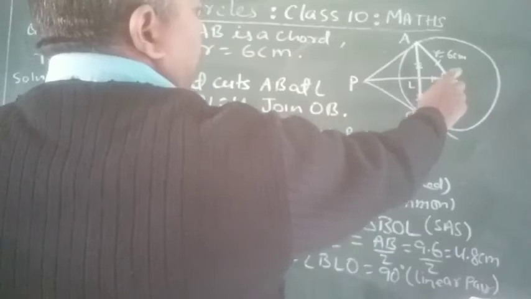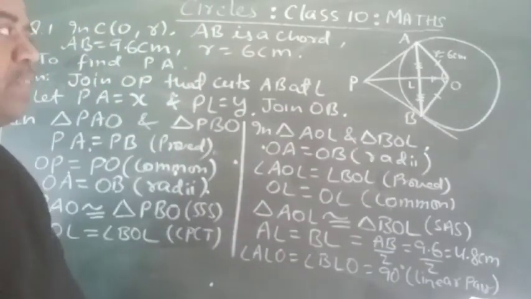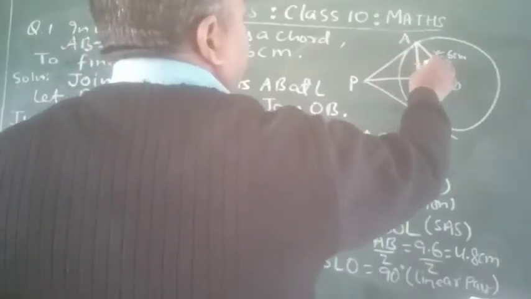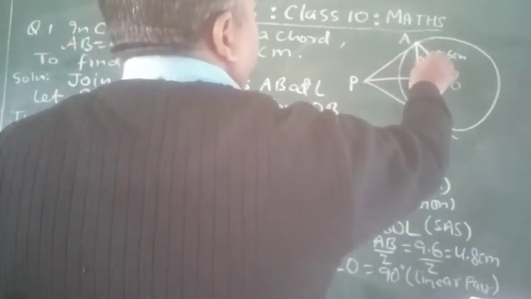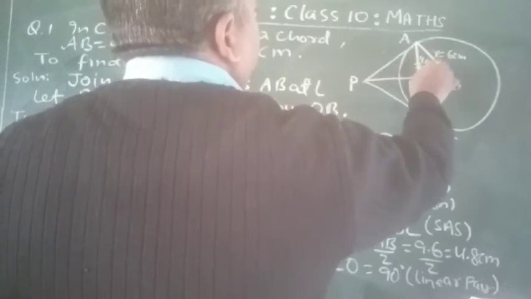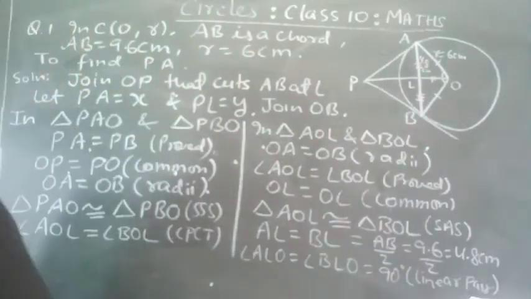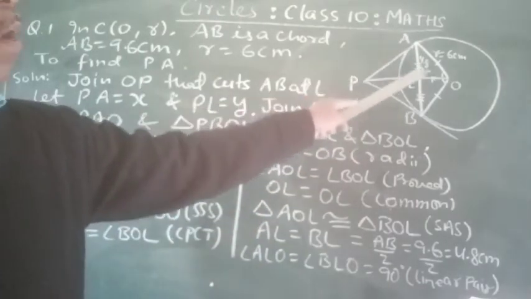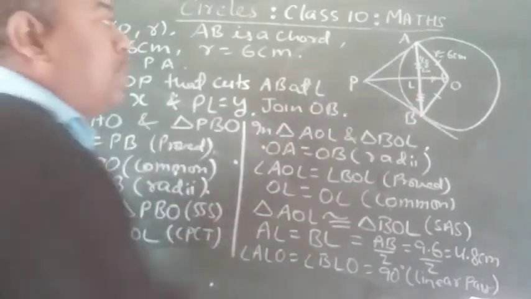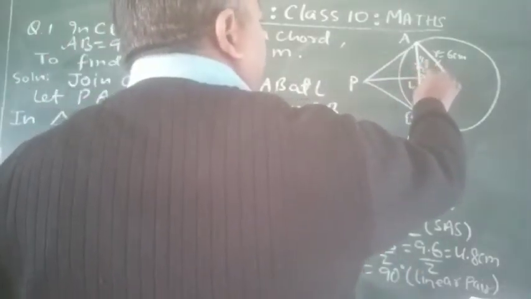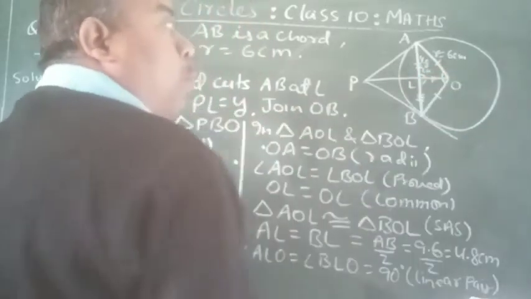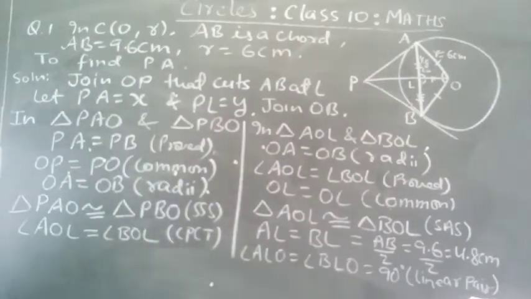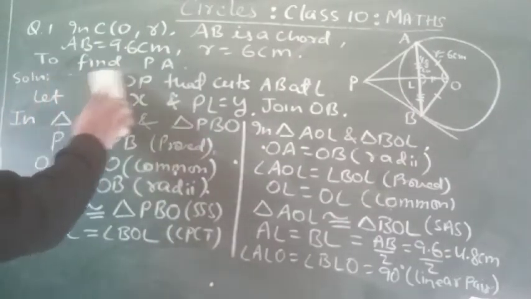And this is OL. OL length we have to find. And this length AL is given, 4.8 centimeter. Now, these triangles are congruent, so angle ALO equal to angle BLO. If both angles are equal, the sum of both angles is 180 degree, so each one is 90 degree. After that, I have to discuss how we could solve this one.